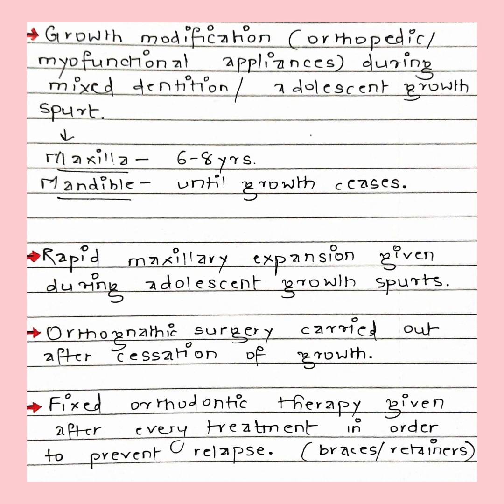Then, after you have written all the treatment plan, you must write this point: after every treatment, fixed orthodontic therapy is a must because this prevents relapse. Relapse will occur in every case, so we need to give fixed orthodontic therapy like braces or retainers in order to keep our results stable.